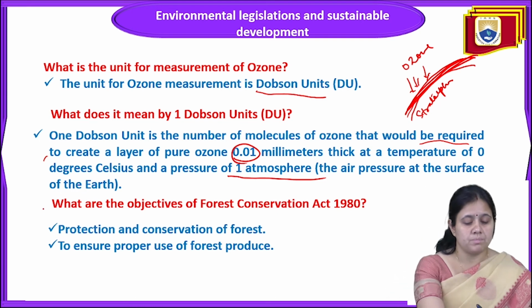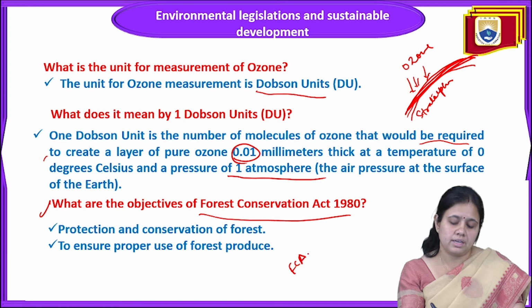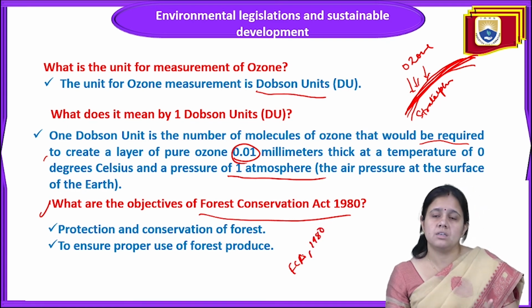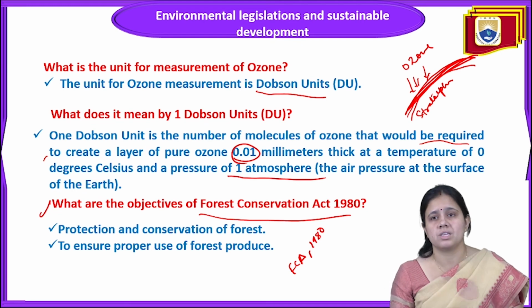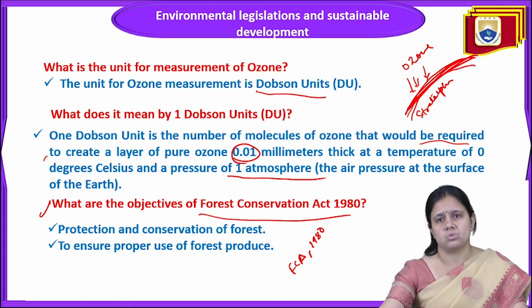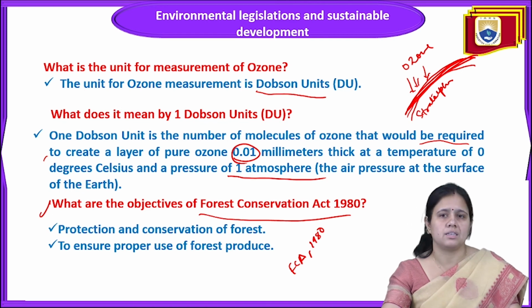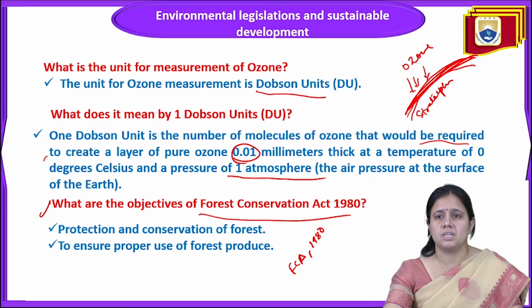Next is what are the objectives of the Forest Conservation Act. The Forest Conservation Act was passed in the year 1980. India is very much concerned toward the preservation of forests and the conservation of everything. From the ancient period, we can see that they have made many laws and rules regarding the safeguard of forests and all natural resources. So one act came very early, in 1980, and they made this act for the protection and conservation of forest.